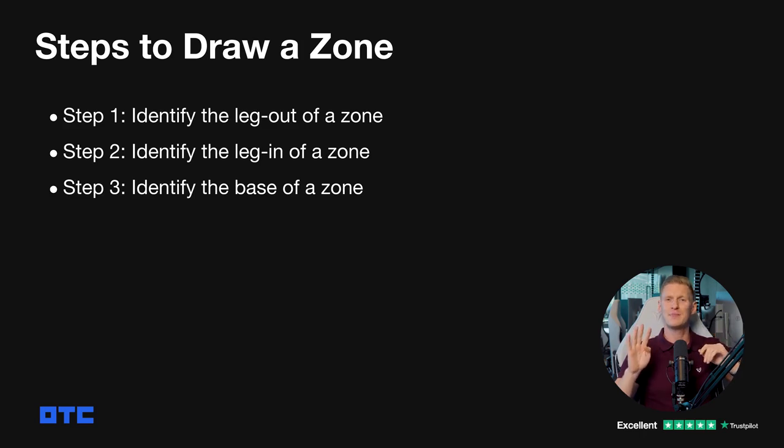Now, this is where the fun begins, because we are ready to start drawing our zones. We follow a 4-step process to identify and mark them. First, we find the leg out, then the leg in, and finally the base. Technically, steps 2 and 3 can be viewed as one combined step, but I will show you exactly how to handle it all on the price chart in just a moment. Now, open your Campus Fund trading platform so you can follow along.